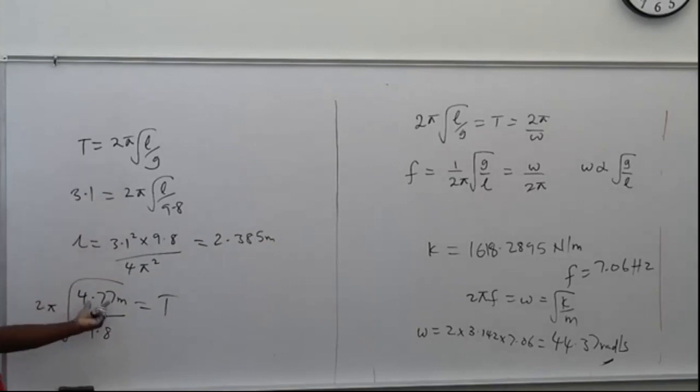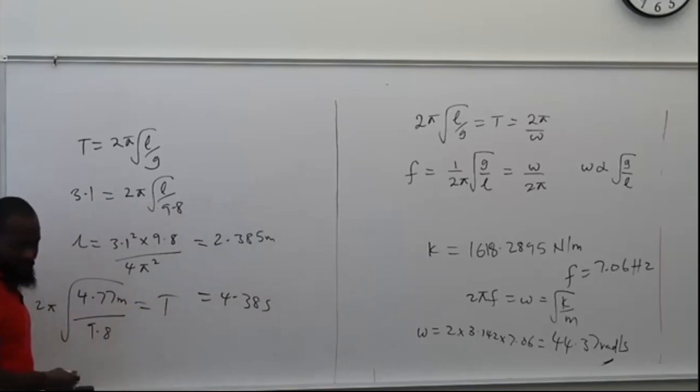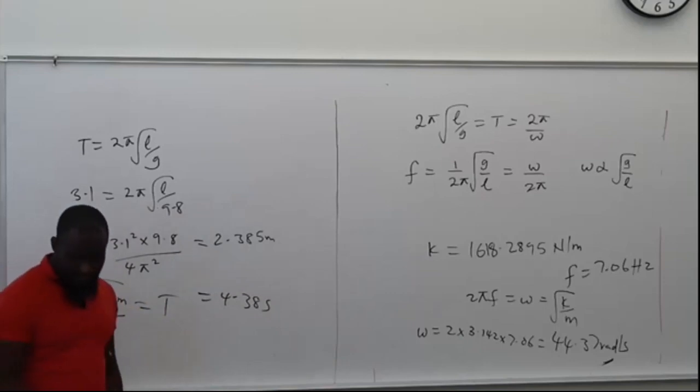So when I double the length, what period do I get? Let's do that. Divided by 9.8, square root of that, times 2 pi. 4.38 seconds. So let's check if that's the answer. We get 4.38 seconds. So let's check if that is the answer right here.